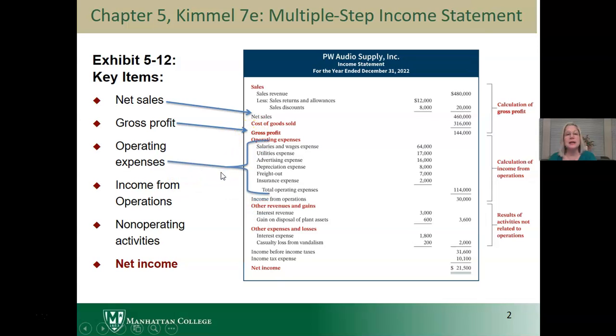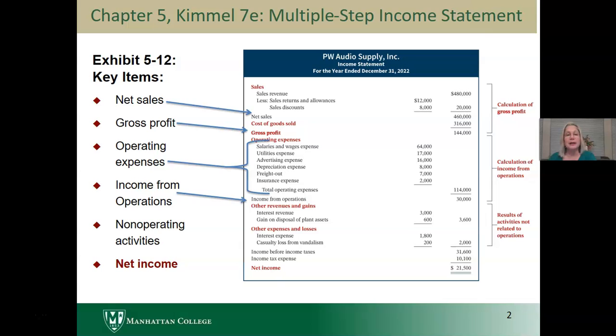We have various categories of operating expenses used in day-to-day operations: salaries, utilities, advertising, depreciation, freight out, and insurance. After we deduct operating expenses from the gross profit, we have income from operations.